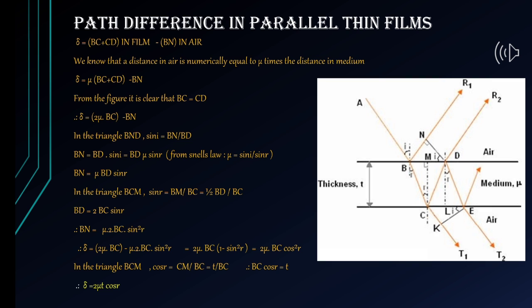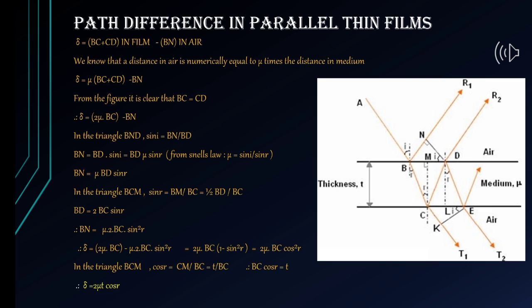In the triangle BCM, sin r is equal to BM by BC. We know that BM is half of BD, so I replace BM by half BD. Then sin r becomes half BD by BC. I send half and BC that side, then BD is equal to 2 into BC into sin r. Now I substitute this in the BN formula. Then BN is equal to mu into 2 into BC into sin square r.